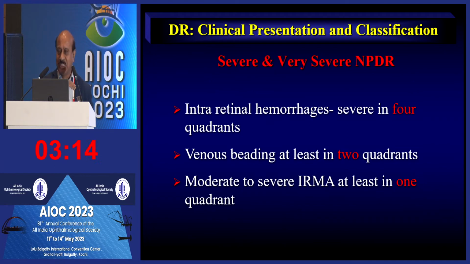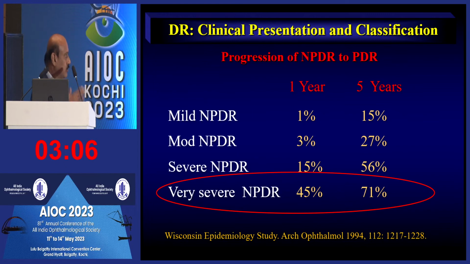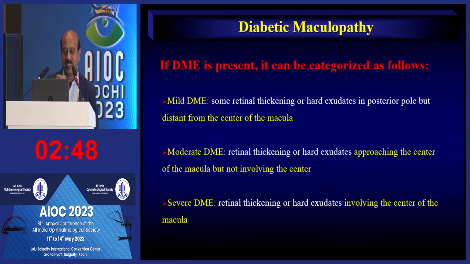So it's important to stage non-proliferative diabetic retinopathy in the clinic. Why is it important here? You see, in 1 year, if it is very severe non-proliferative diabetic retinopathy, half of the patients go into proliferative diabetic retinopathy, and if you are missing these patients, then they can bleed and severe complications can happen. So you need to pick the patients at this stage.